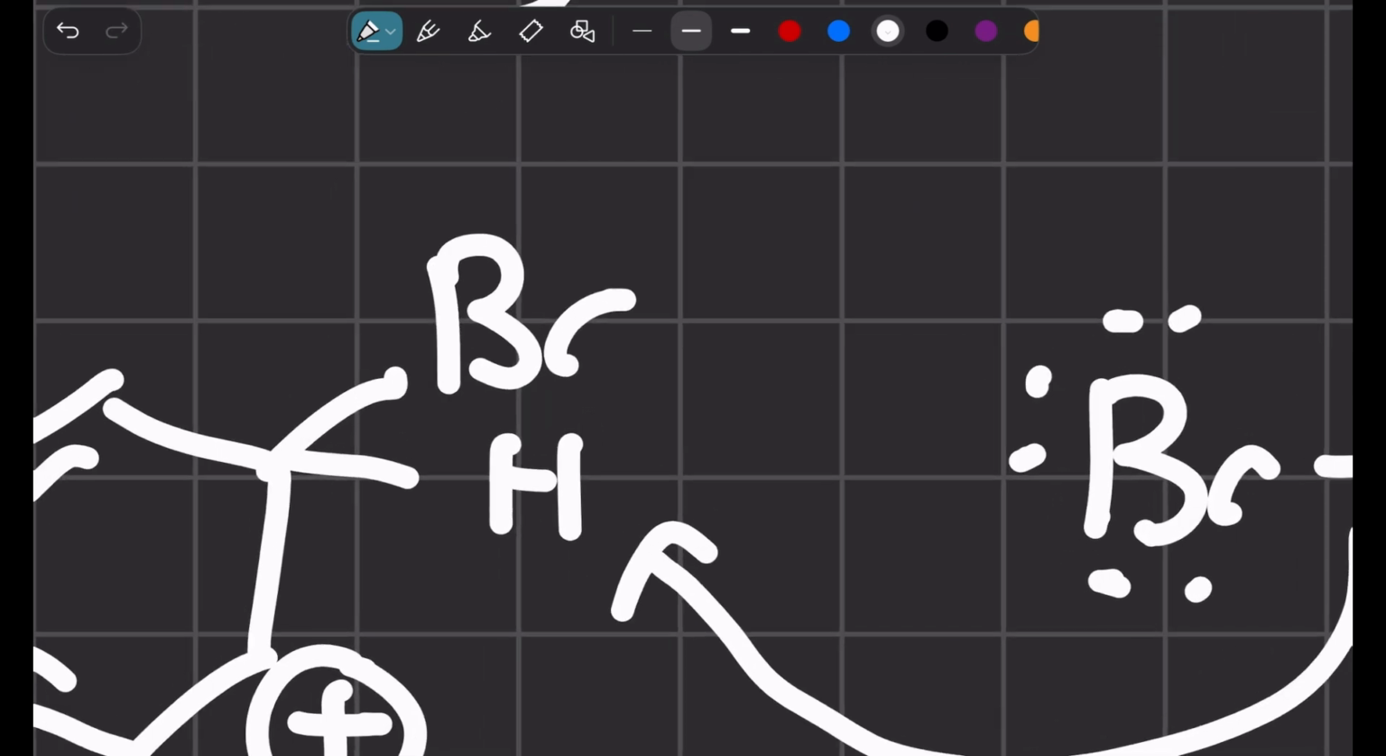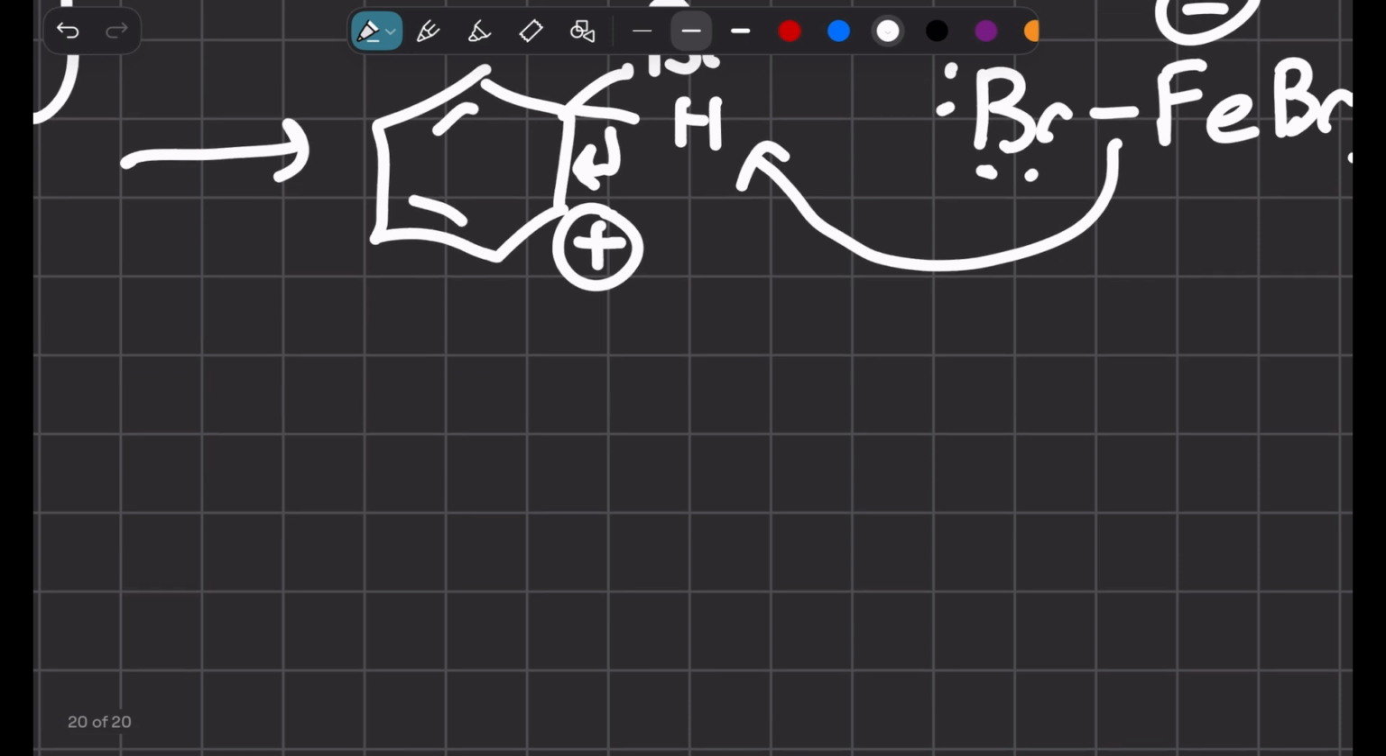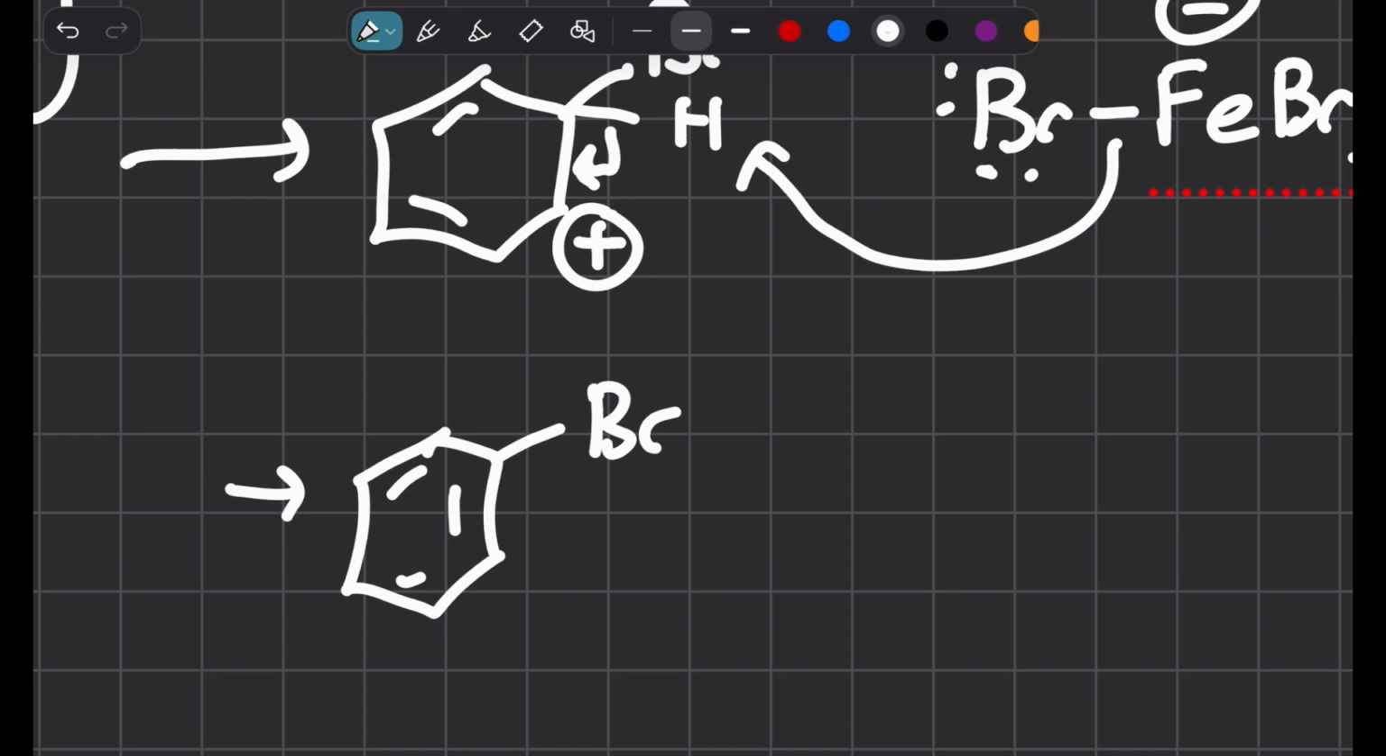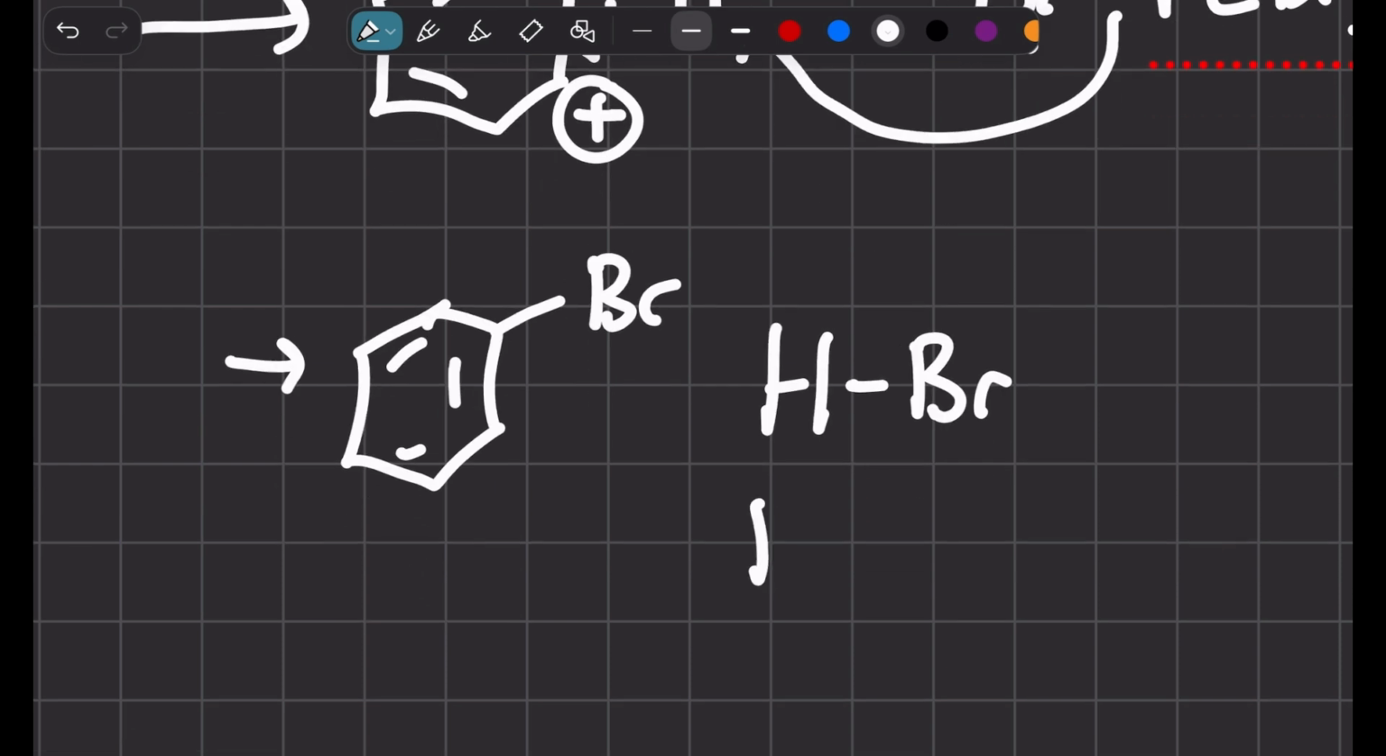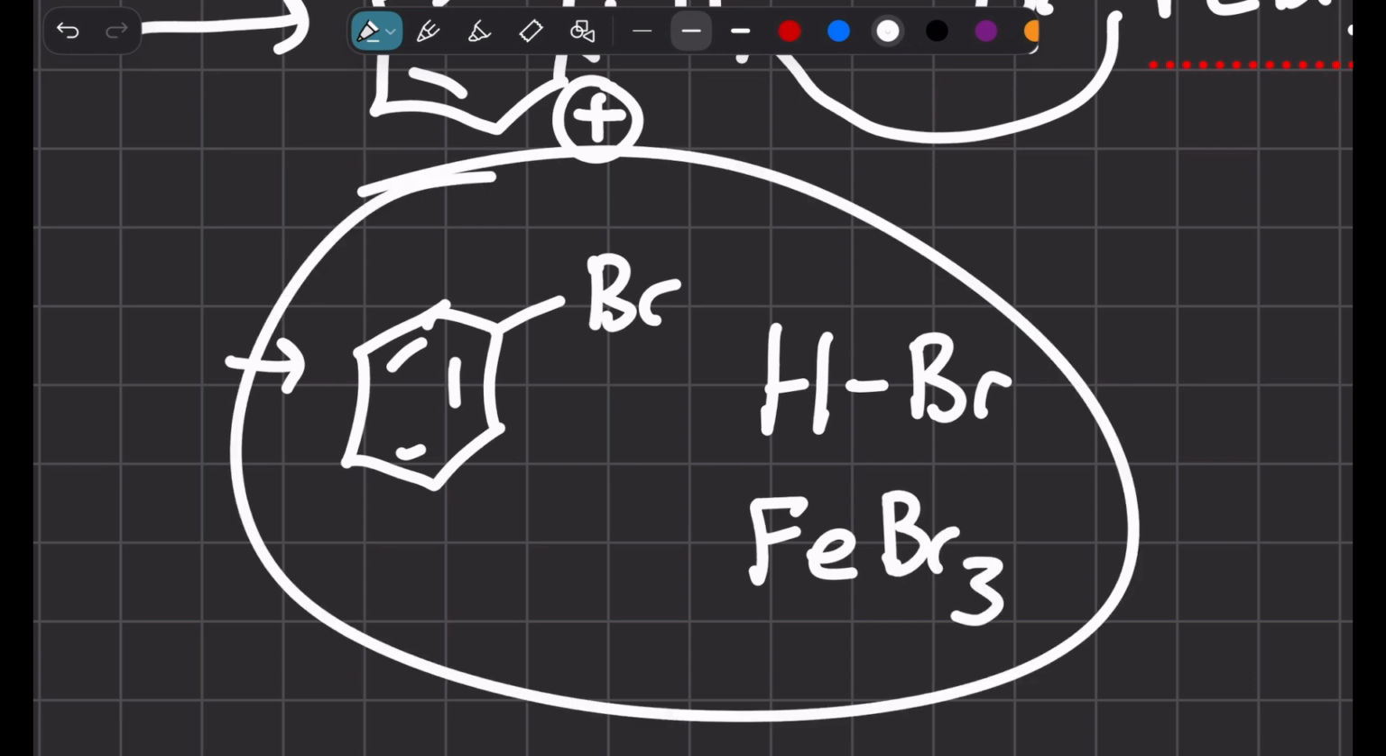Once that happens, we're going to regenerate our double bond right here. The final product is going to look like a regular benzene with the halogen attached to it. We're going to create hydrobromic acid, and then we're going to regenerate our catalyst in the end. So these are the major products of our reaction for halogenation.